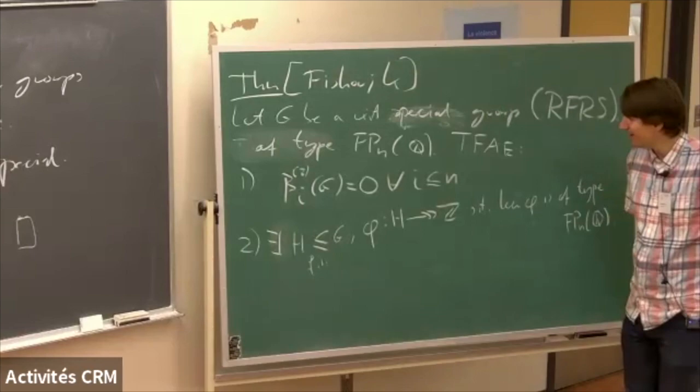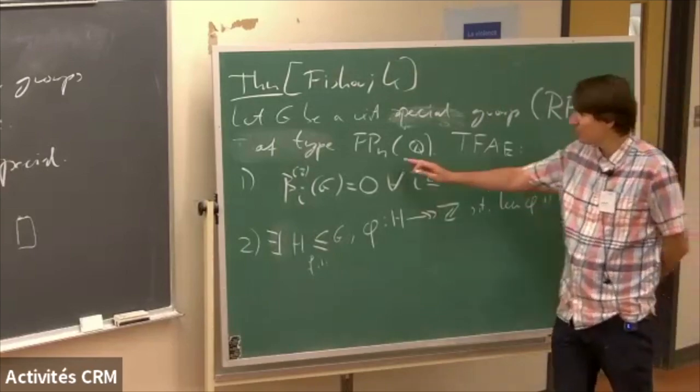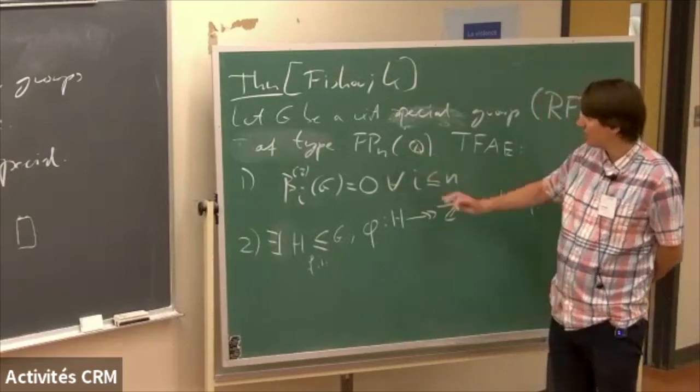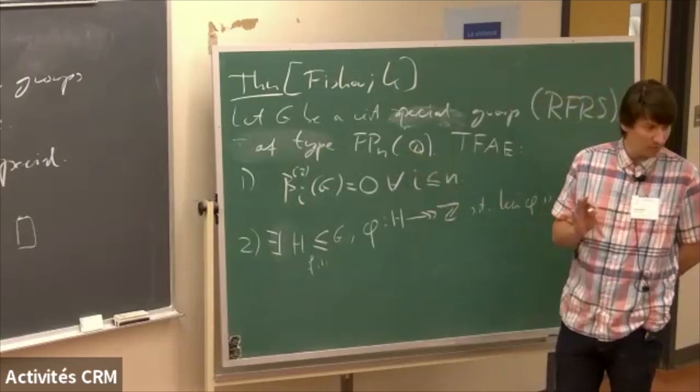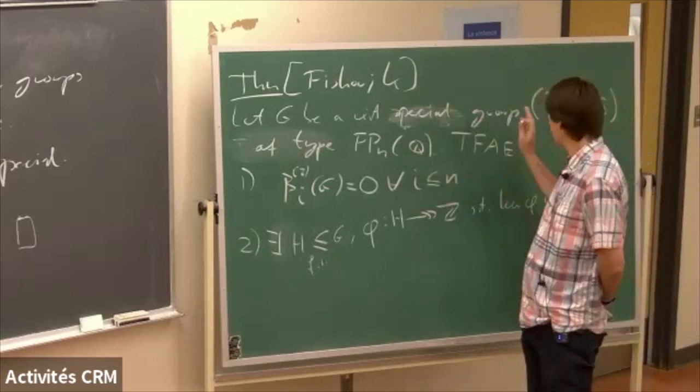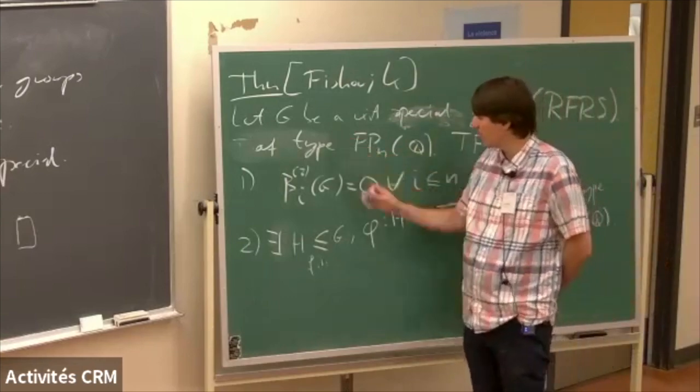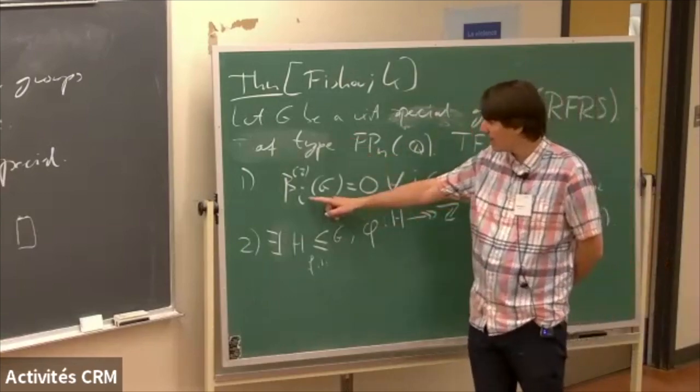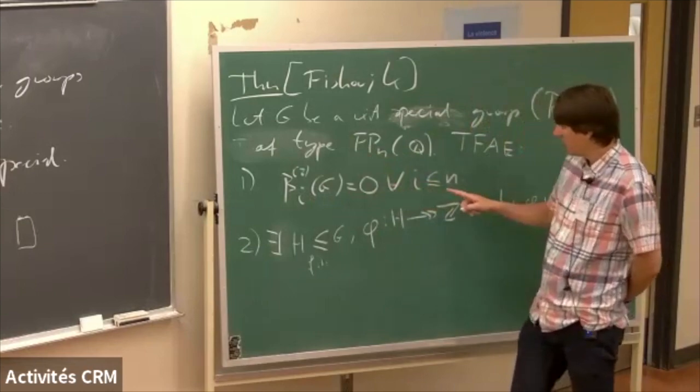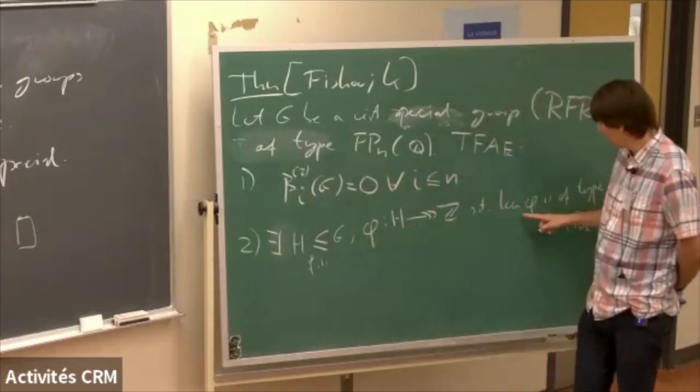So let me just remark: when n is 1, FP1 over Q is just finite generation. So okay. So if you take a virtually special group, which is finitely generated, if you know that the zeroth and the first L2 numbers vanish, then you virtually have a map to Z whose kernel is finitely generated.